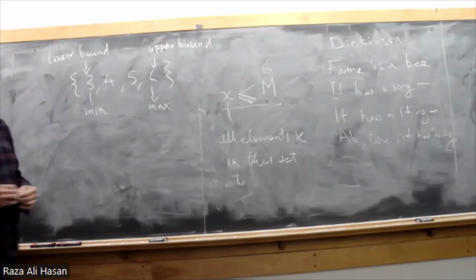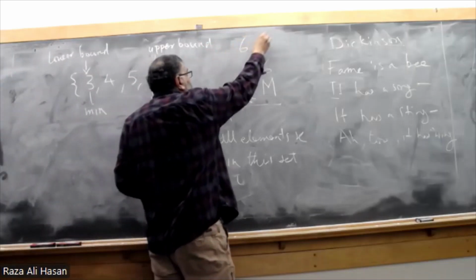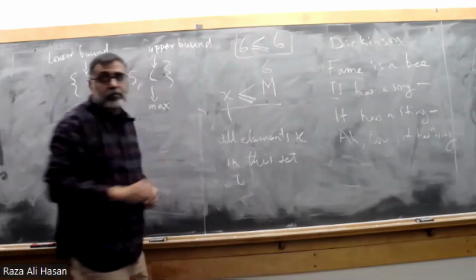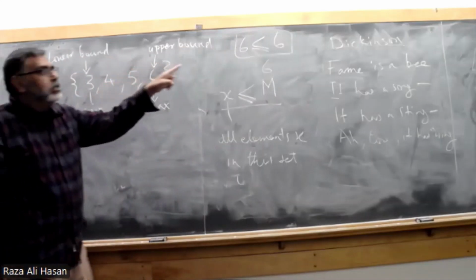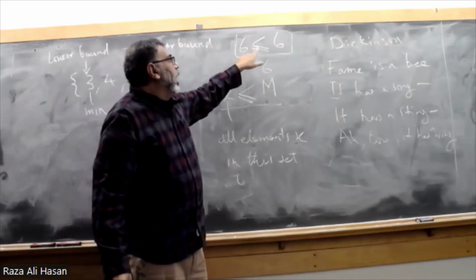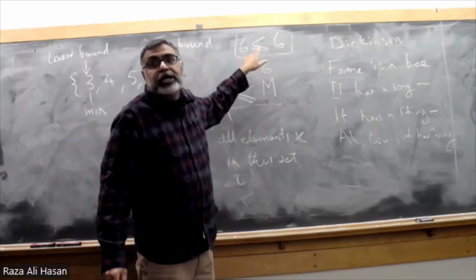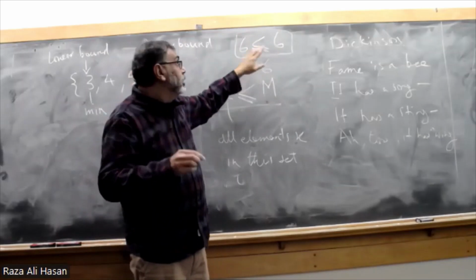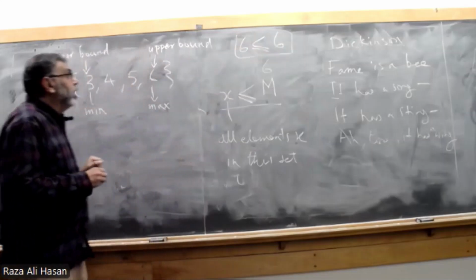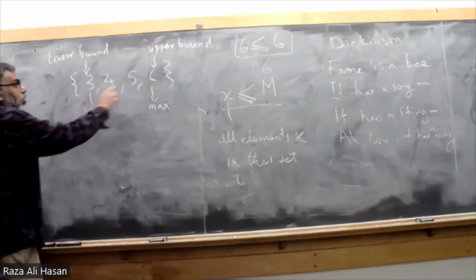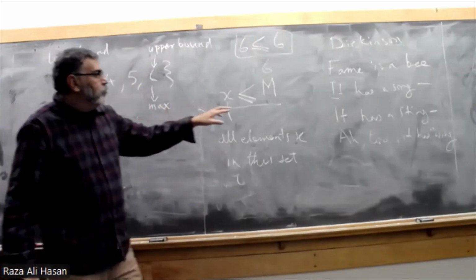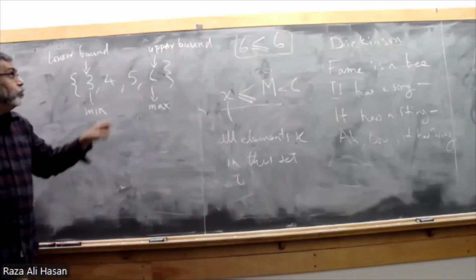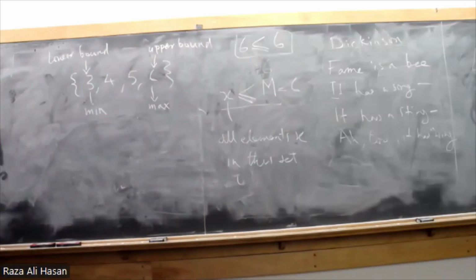And the answer is no. If we did this, 6 is less than 6. Is this true? Because what that reads is 6 is either less than 6 or equal to 6. And if one of those things is true, then this thing is true. So because every element of this set, when M equals 6, is true, therefore 6 is an upper bound.